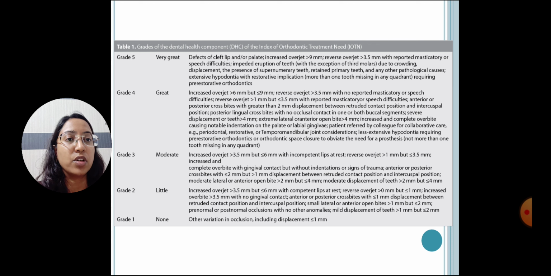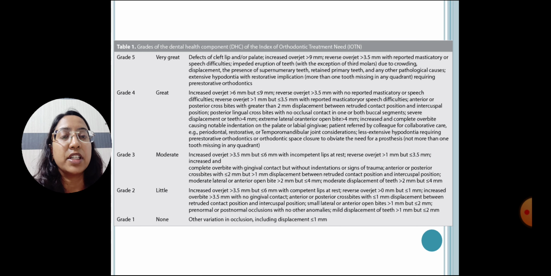Increased and complete overbite causing notable indentation on the palate or labial gingiva. Patient referred by a colleague for collaborative care, for example periodontal, restorative or temporomandibular joint considerations. Less extensive hypodontia requiring pre-restorative orthodontics or orthodontic space closure to obviate the need for a prosthesis. Not more than one tooth missing in any quadrant. So that indicates a great requirement.